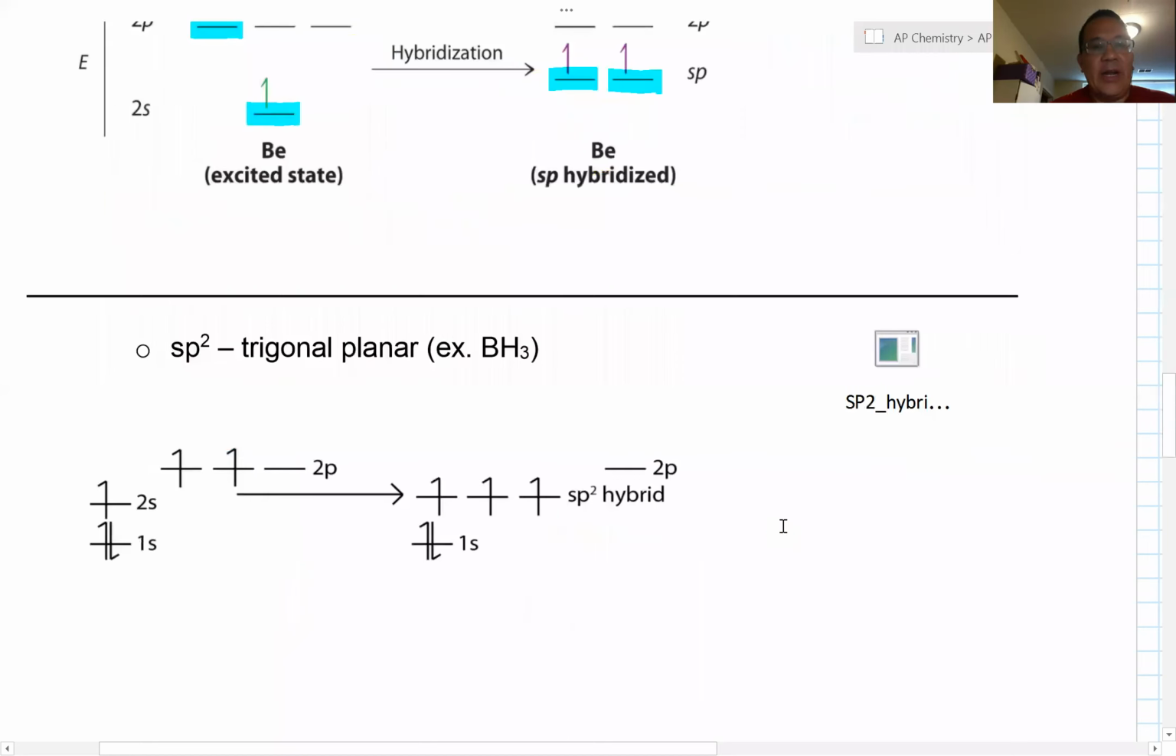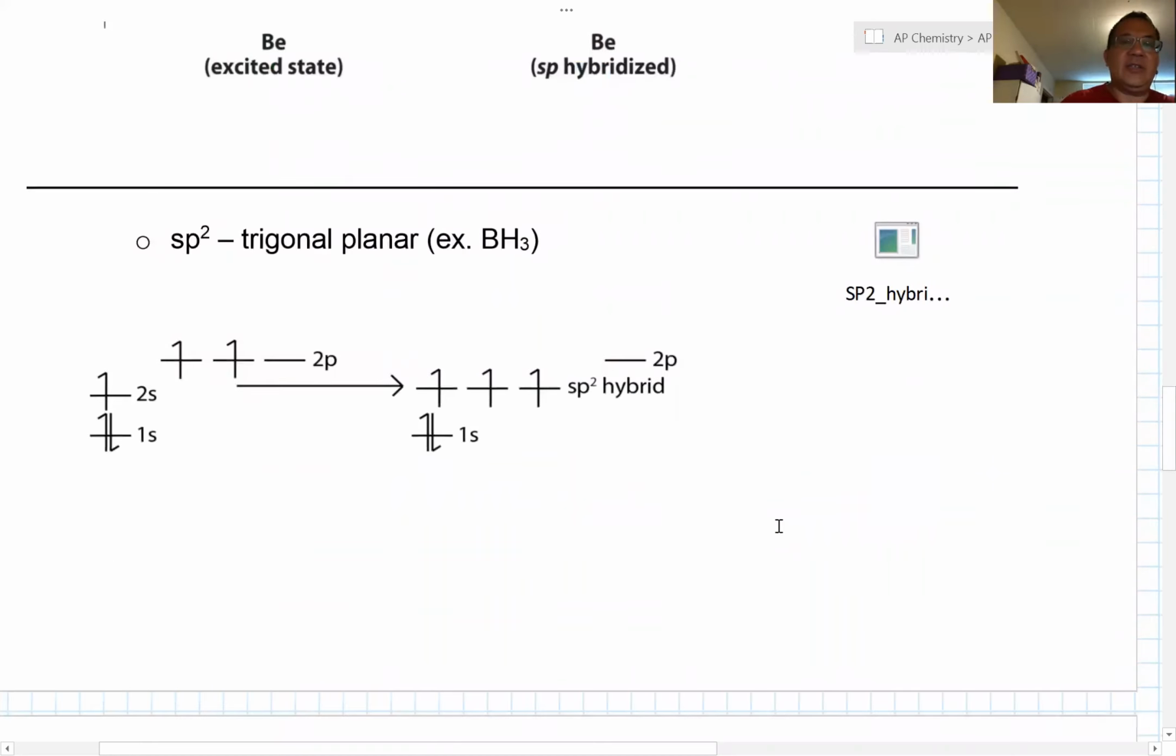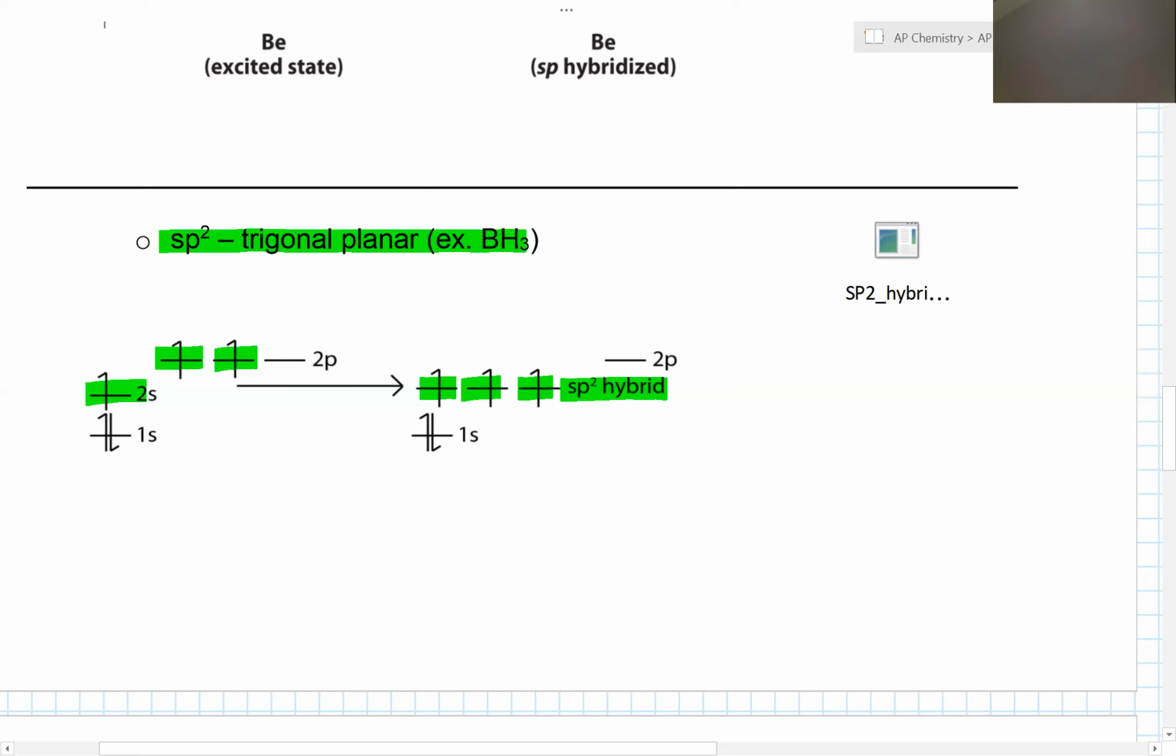Now, for sp2, it is trigonal planar. So they took the s orbital here, and you took 2 of these here. So you have 1, 2, 3. This is called sp2 hybridized. So this would give you a trigonal planar shape. Again, how would that look?